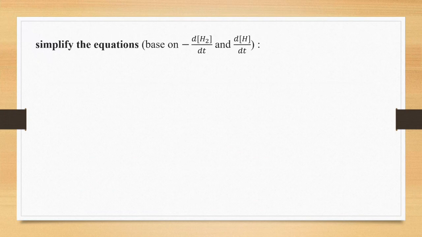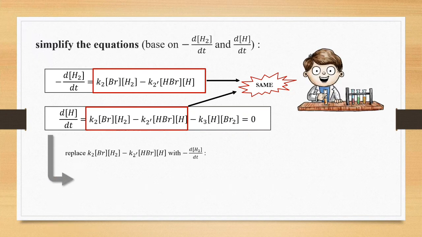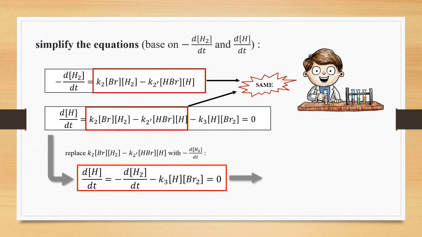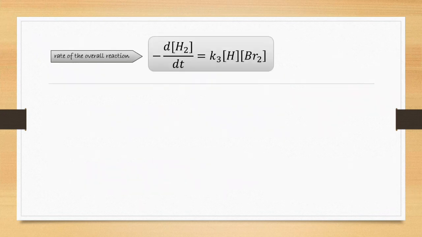So now we can simplify the equations based on minus dH2 over dt and dH over dt. We found that these two are actually the same. So we can replace the K2 Br H2 minus K2 prime HBr H with minus dH2 over dt. And finally, we get minus dH2 over dt equals K3 H Br2, which is the rate of the overall reaction. However, H is one of the chain carriers, so we need to solve for it.